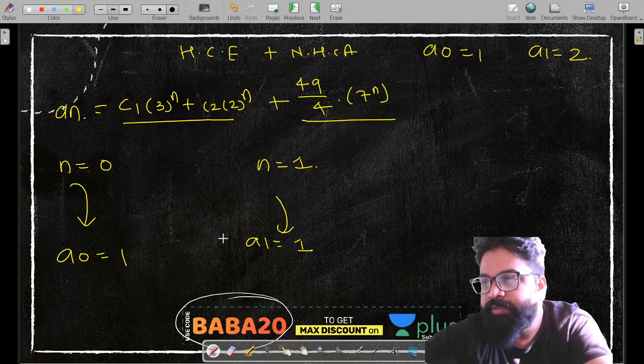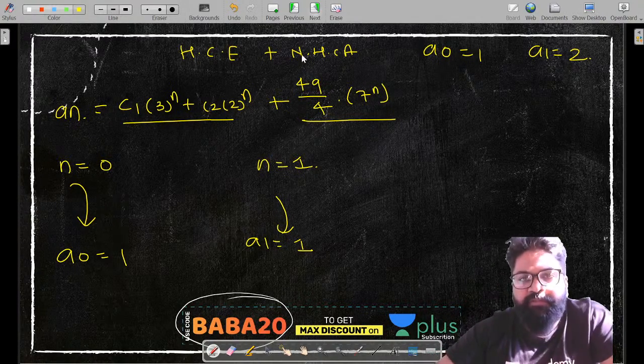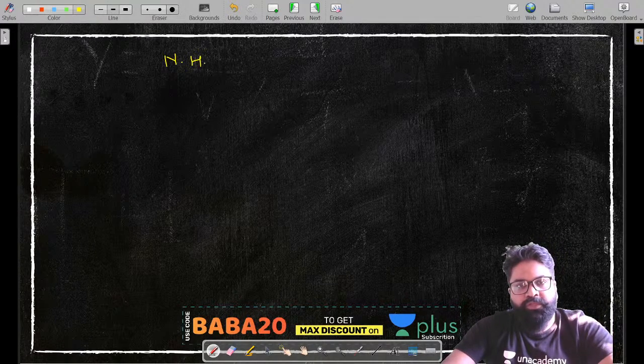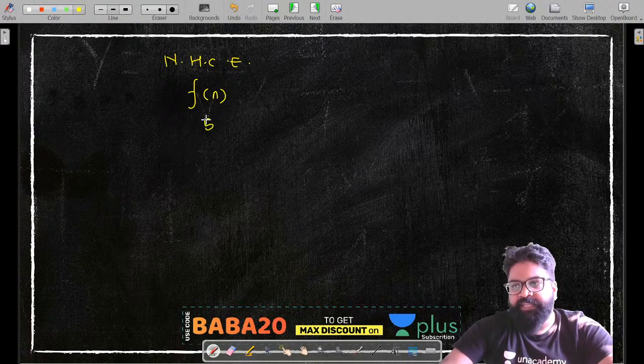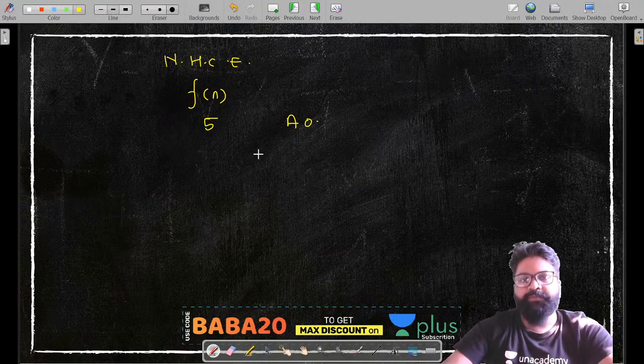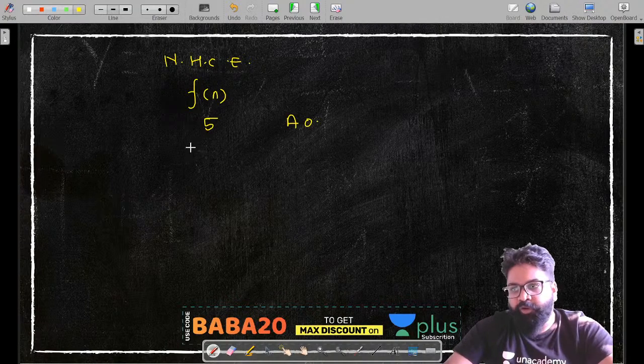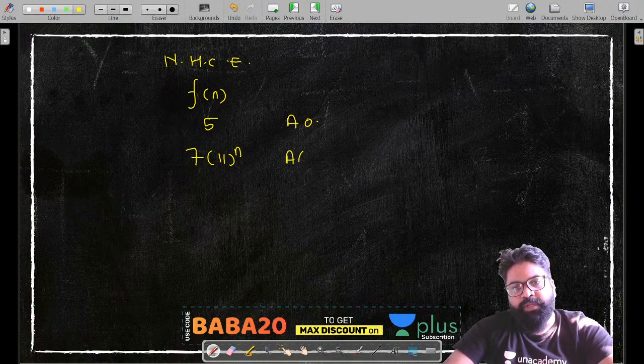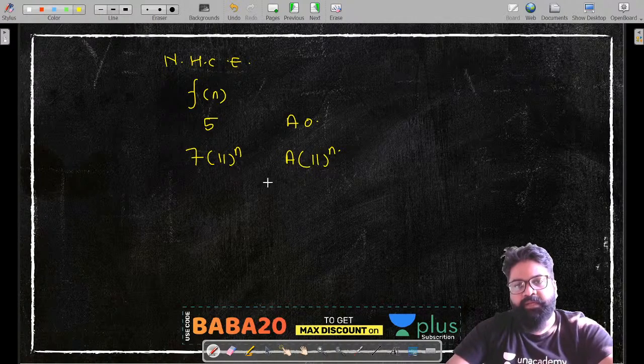See, the main problem is basically the substitution only. So if you can substitute properly, then you will be getting it. Now suppose your non-homogeneous equation, if f of n is 5, then immediately you will substitute a single variable. If your f of n is, let's consider, 7 of 11 raised to n, then what you will be substituting? A and then 11 raised to n. This will become your substitution.